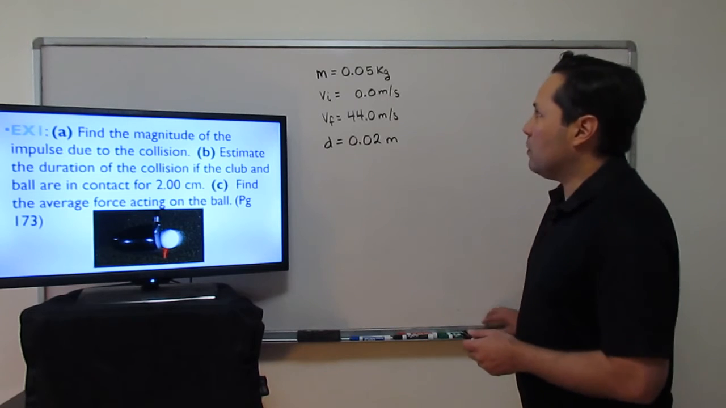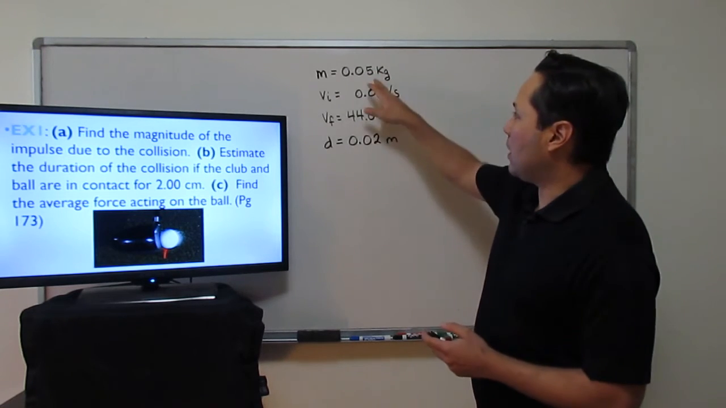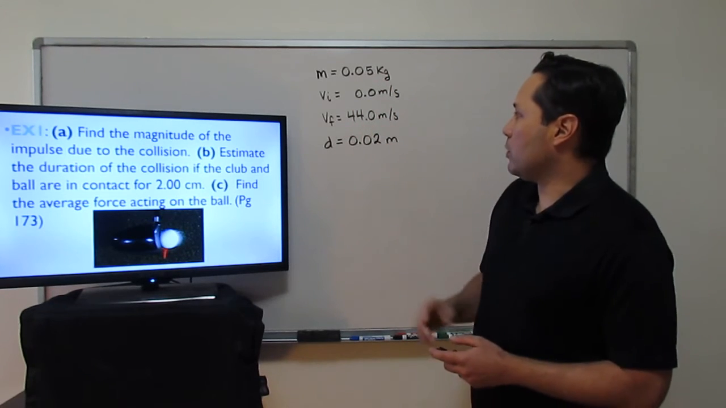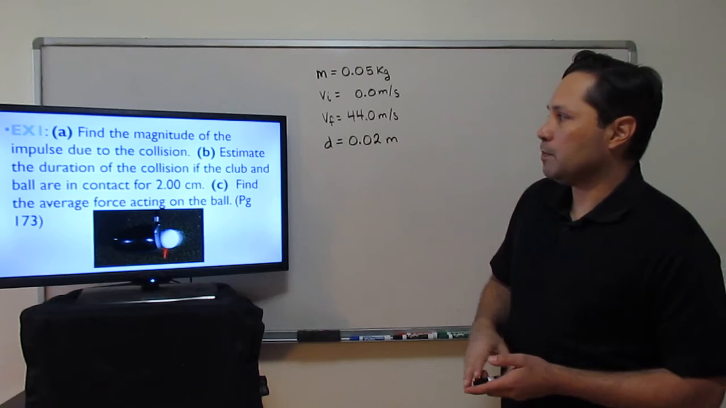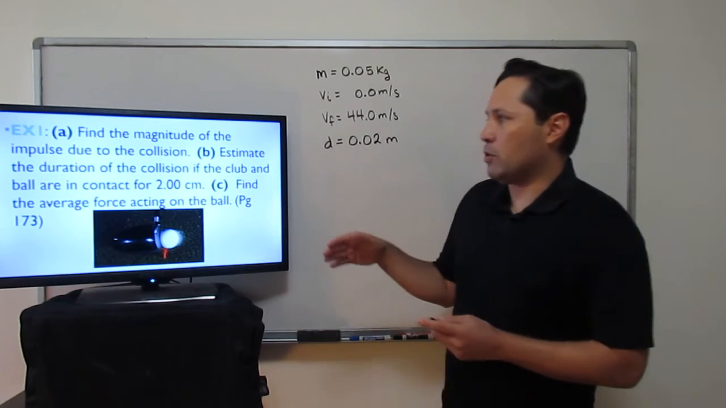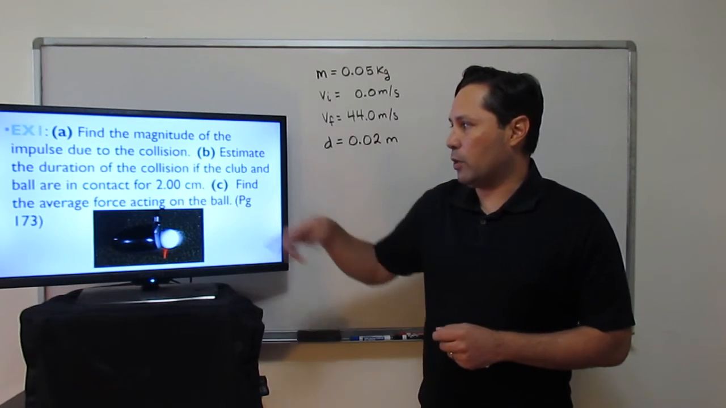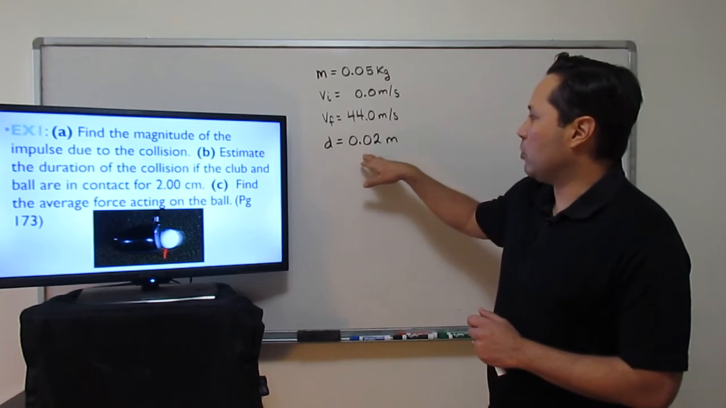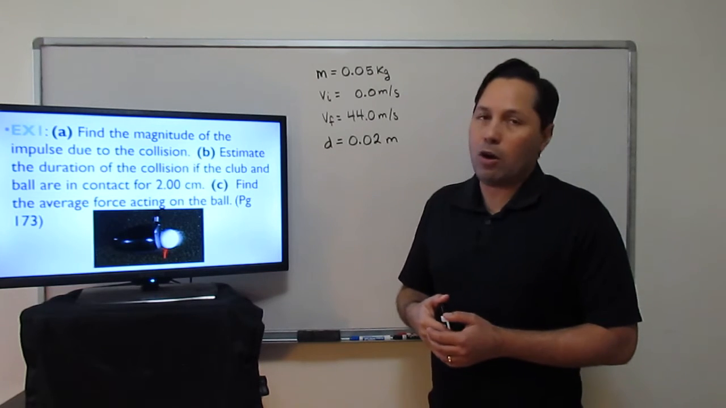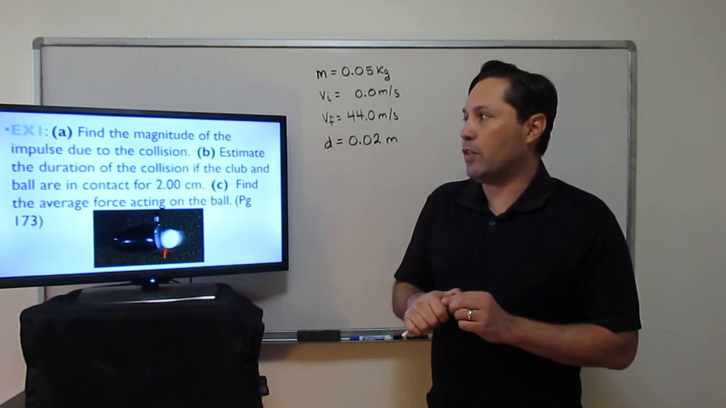Some of the values that were given to us: the mass of the ball is 0.05 kilograms. The initial velocity is 0, the ball is stationary, and its final velocity is going to be 44 meters per second. In part B, they ask you to estimate the duration of the collision, and they give us the distance that the club and the ball are in contact for, a distance of 2 centimeters, which is 0.02 meters. And in part C, they ask you to find the average force acting on the ball. So let's go back to part A and find the magnitude of the impulse.